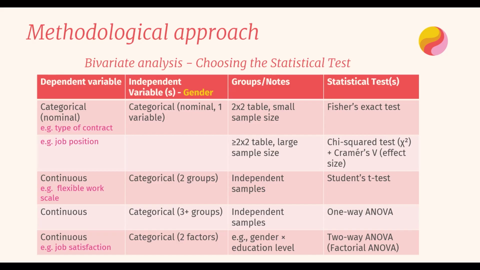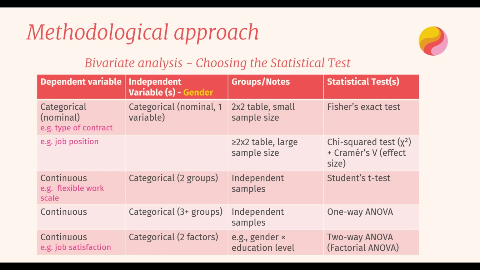And for continuous outcomes across two groups, we can use a t-test. For 3 or more groups, we can choose an ANOVA. For example, in the GEAM, we have the flexible work skill, so it's a continuous variable. To analyze the gender gap between women and men about this skill, we can use the Student t-test, but if we have another independent variable that is not gender, that has 2 groups, we can use the ANOVA.